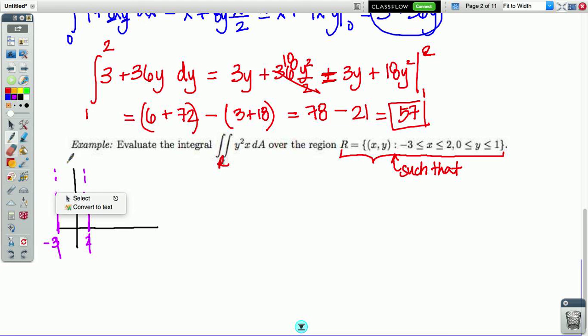X is anywhere between -3 and 2. And then y goes from 0 to 1, so that creates a horizontal band on the plane, which gives us this region that meets both the criteria, and of course the shape of this region is a rectangle. So there's really no difference in describing it this way than what we were just doing with the limits.